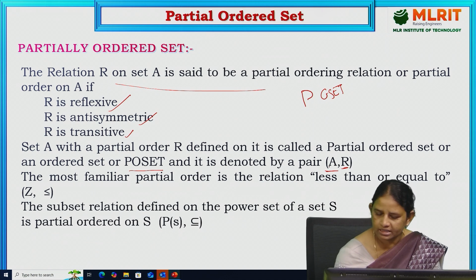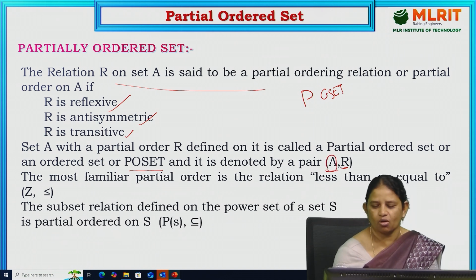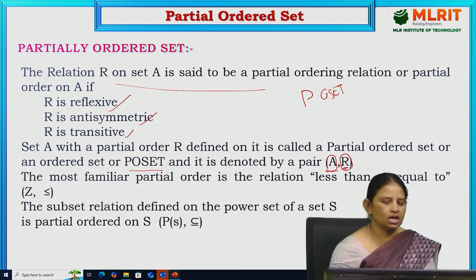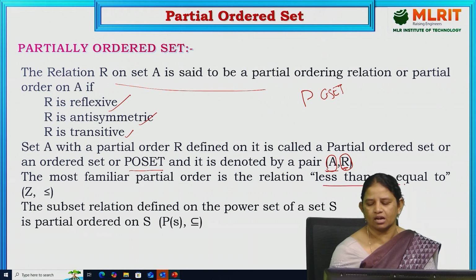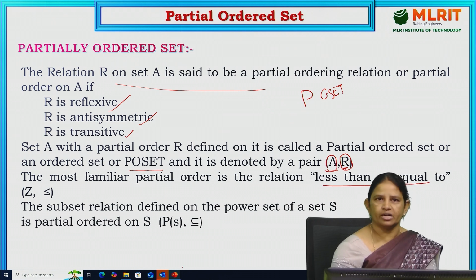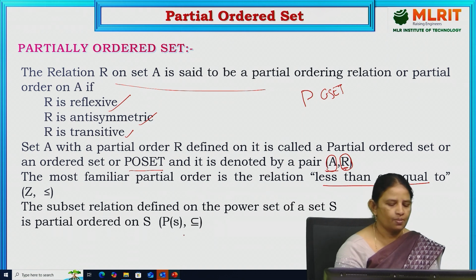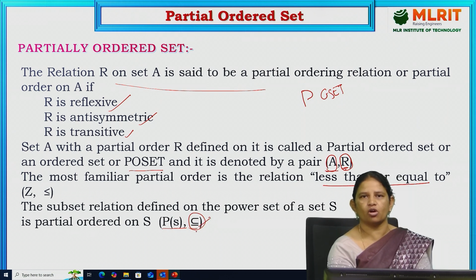So what is A? A is nothing but a set. R is the relation. That relation may be anything you consider: less than or equal to, divides, whatever it may be. It can also be denoted as P of S, a subset, and that subset satisfies the property of the relation.